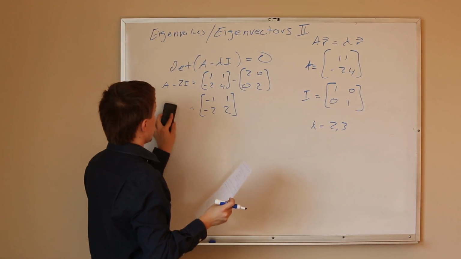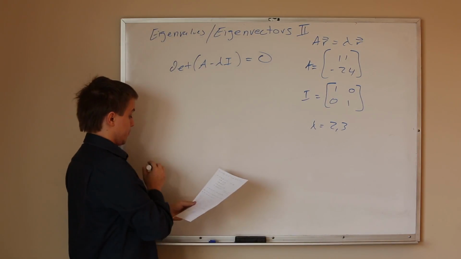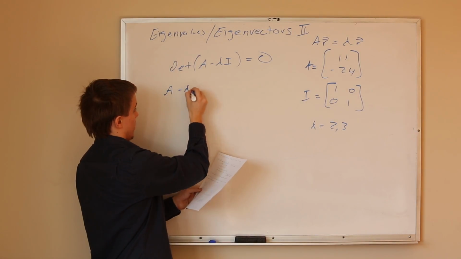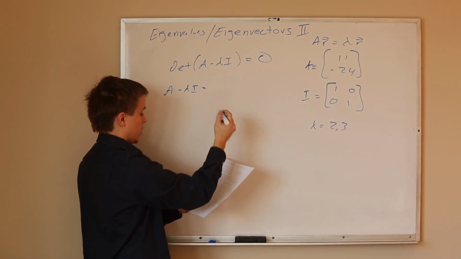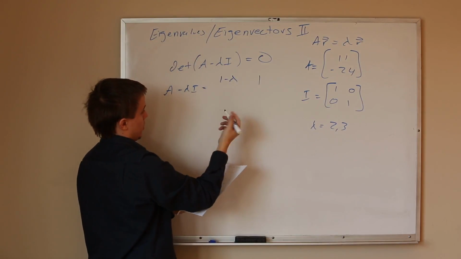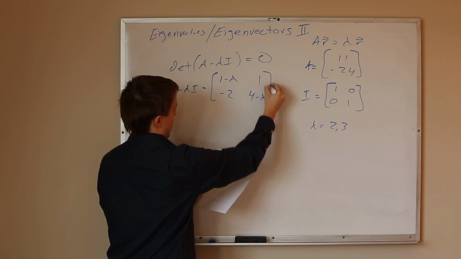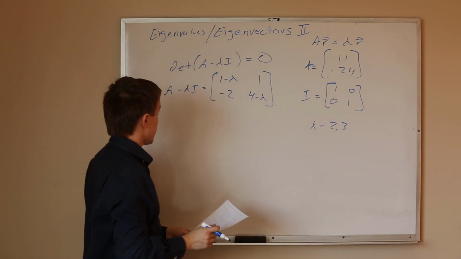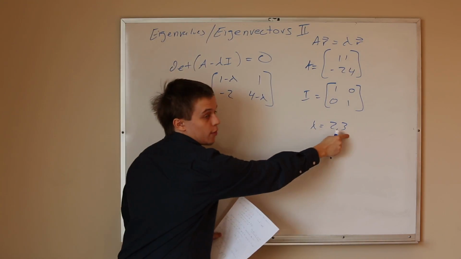No, I did that completely incorrectly. Let's backtrack. So we have A minus lambda I is equal to, this just scales I, so that becomes 1 minus lambda, because lambda times 1 is lambda, and this becomes 1 because 1 minus 0 is 1. This stays negative 2, and this becomes 4 minus lambda. And I claim that the values of lambda that satisfy this equation are 2 and 3.